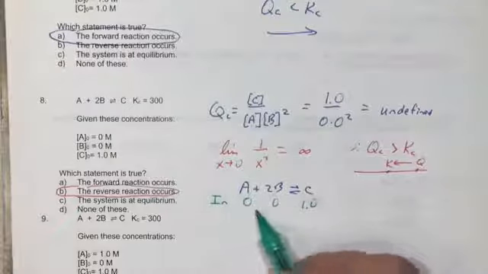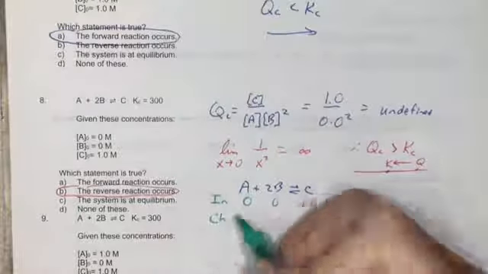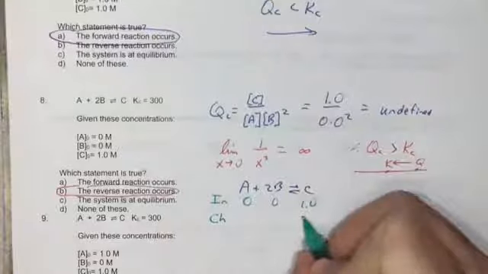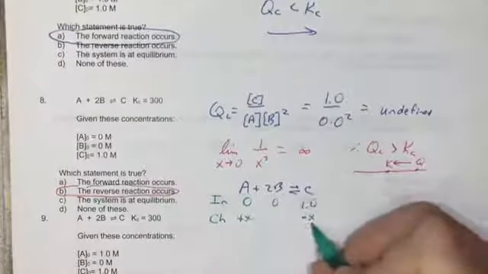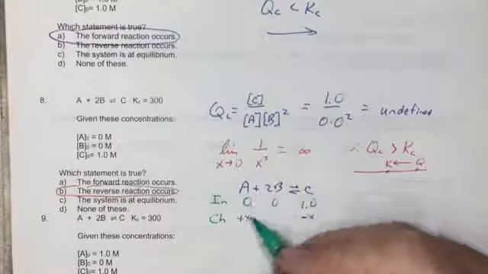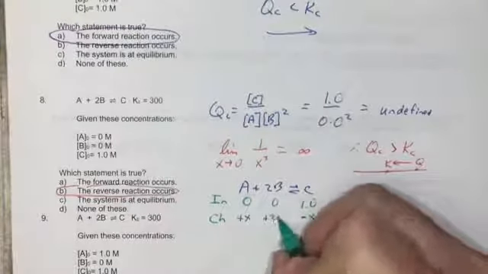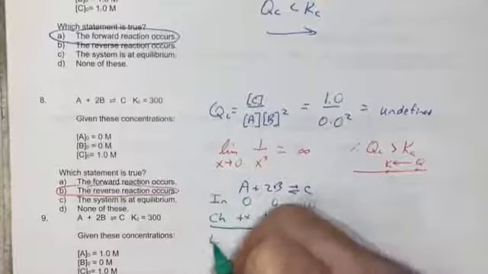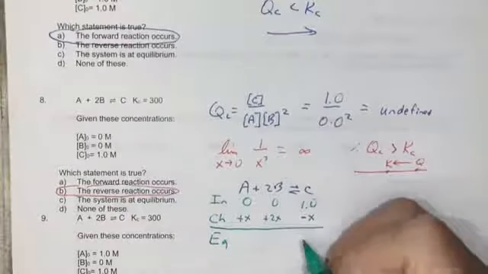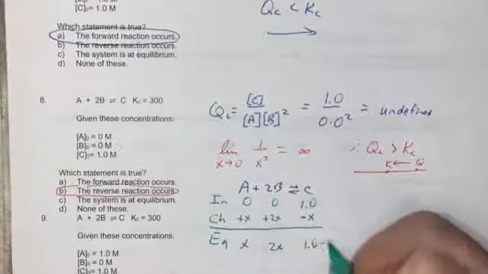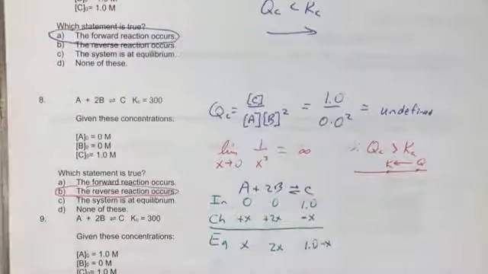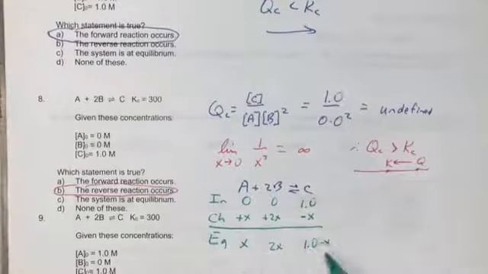It's by C reacting and coming in this direction. On the change line, it's going to be minus X for C. We're going to lose C, and we're going to gain A. For every X moles of C that reacts, we will get X moles of A and 2X moles of B, until finally at equilibrium in our ICE table we will have X moles of A, 2X moles of B, and 1 minus X moles per liter of C. So we will always have some of every reactant and product at equilibrium.